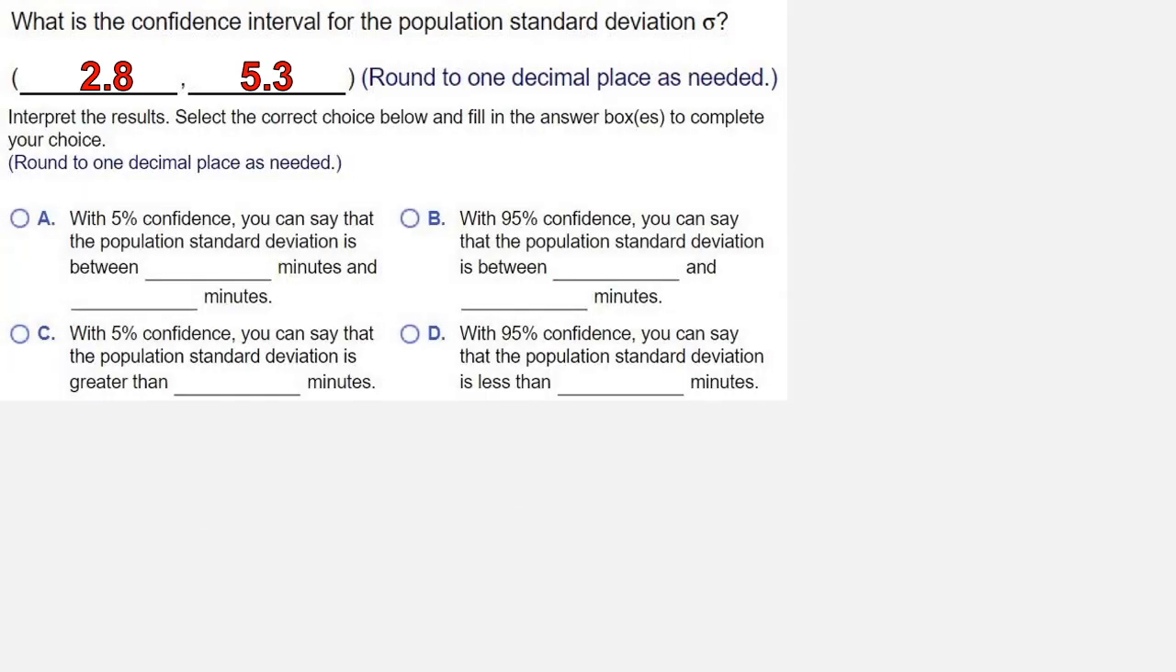Remember, with a confidence interval, the level of confidence is how certain we are that the actual population value, in this case sigma, falls between these two values. So that eliminates choices A and C that say we're only 5% confident because our level of confidence was 95%. And the only choice that has the value between two other values is choice B. With 95% confidence, you can say that the population standard deviation is between 2.8 and 5.3 minutes. And that's your answer.